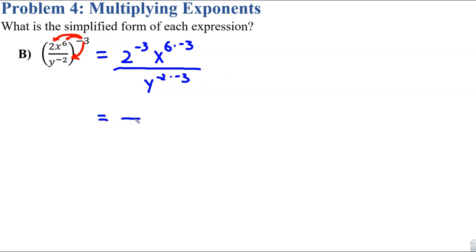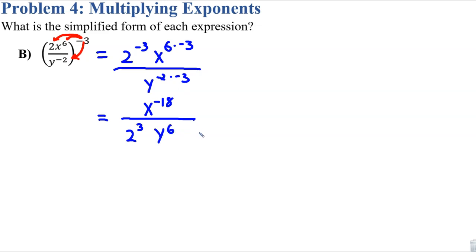Okay, let's go ahead and start reducing this down. Now 2 to the negative third, remember, negative exponents mean flip things to the other side of the fraction. So I'm going to flip that right away. I'm going to make that a 2 to the positive third on the bottom, dealing with that negative exponent. Okay, x to the 6 times negative 3, that's going to be x to the negative 18 power. And we'll flip that in a second here. And then y to the negative 2 times negative 3 is just going to be y to the positive 6 on the bottom.